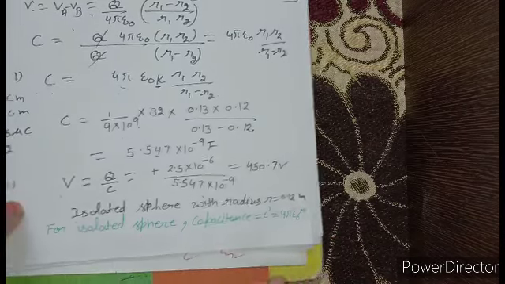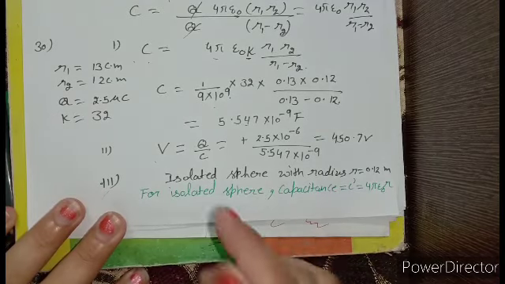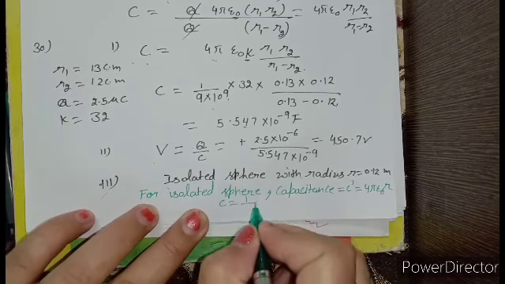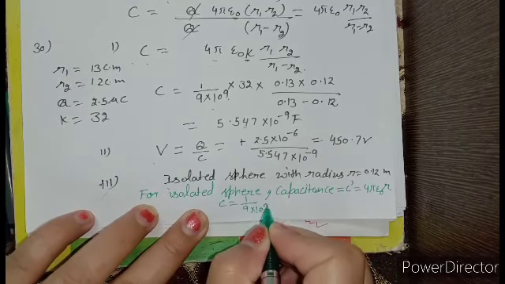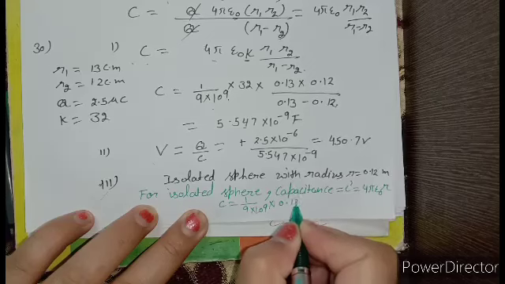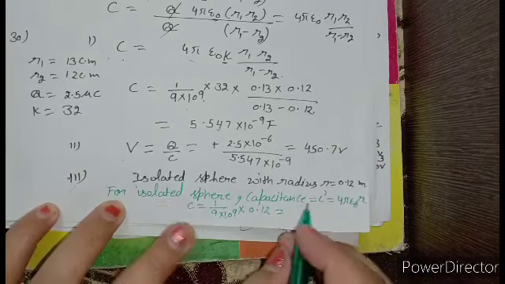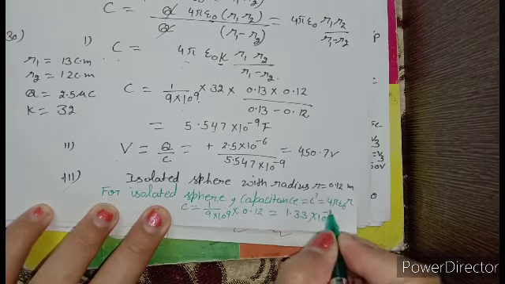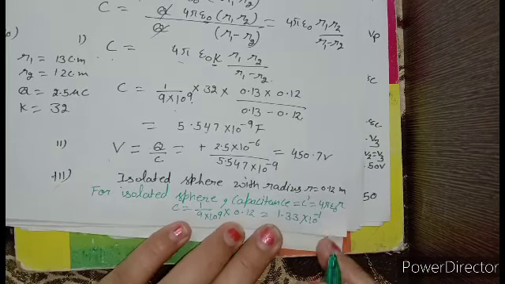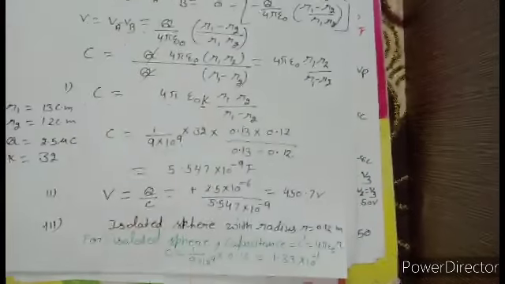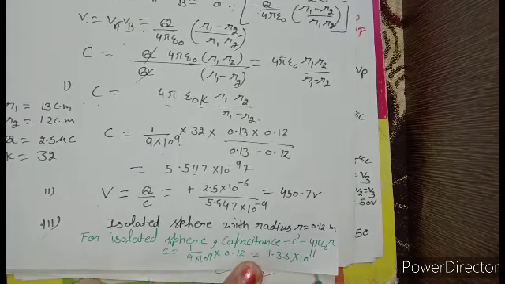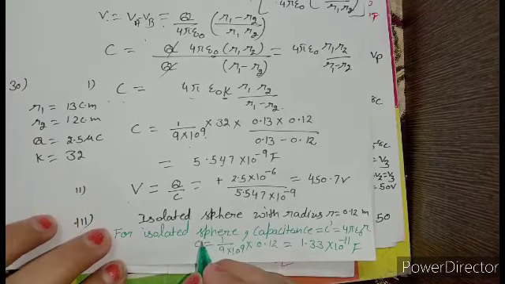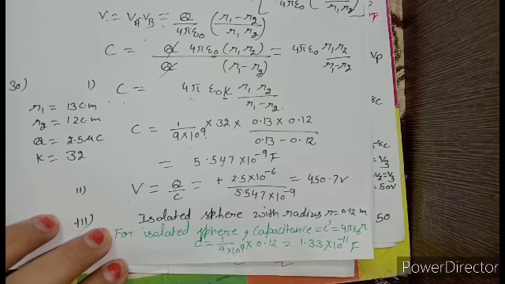Okay, put all these values in this, then we get the value C dash equal to 1 upon 9 into 10 raised to power 9 into 0.12, and this will be equal to 1.33 into 10 raised to power minus 11, sorry, 10 raised to power minus 11 Farad. Okay, so this is the capacitance for the isolated sphere.